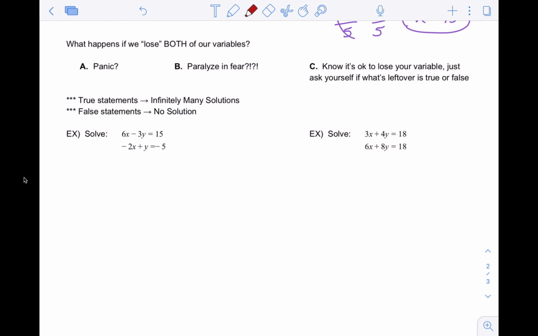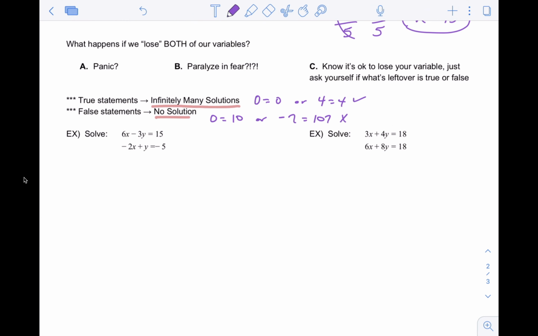If you end up with a true statement, no variables, but a true statement, something like 0 equals 0 or 4 equals 4, if those are true, then we say that there are infinitely many solutions. When the same graph is graphed twice on itself, 2 different equations giving you the same graph. If you end up having a false statement, like 0 equals 10, or negative 7 equals 107, those are not correct. Those are false. False statements yield no solution.